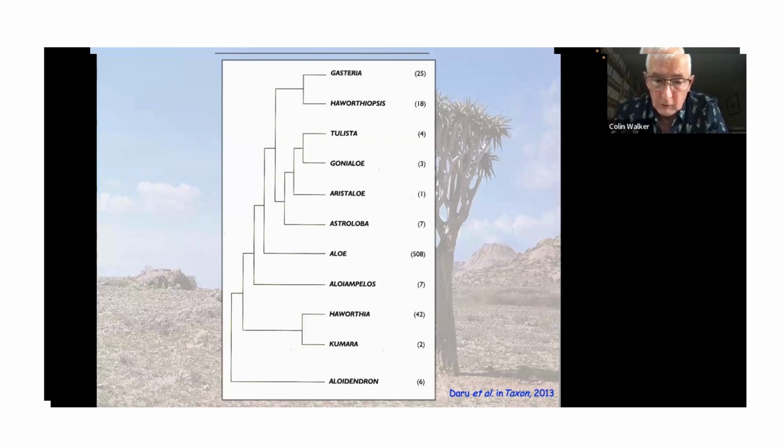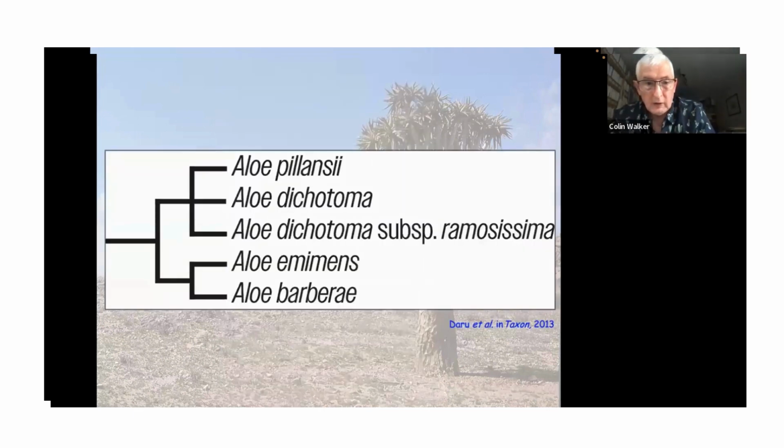Notice also in this molecular family tree the genus Kumara. Now, this is a very old name. This dates back to 1786. This genus consists of 2 species, both of which used to be an aloe. So Aloe plicatilis and Aloe haemanthifolia are now Kumara plicatilis and Kumara haemanthifolia. Yes, that's right. Okay. So that is where we were at in 2013.